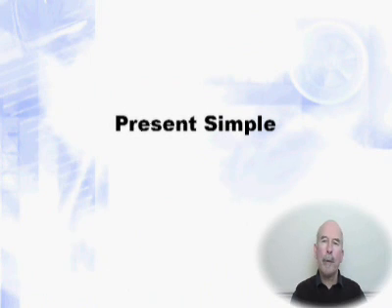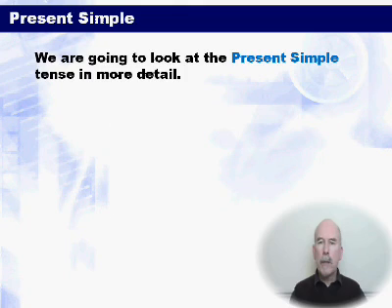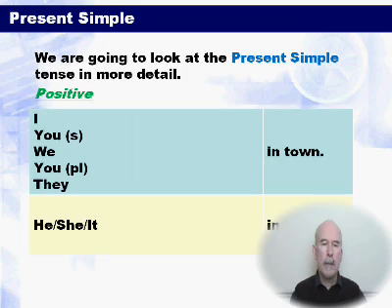We're going to start with the present simple tense. So we're going to look at the present simple tense in more detail than we have looked before. So let's have a look at the positive forms of the present simple tense. And here we have I, you singular, we plural, you plural, they plural, something in town, and then he, she or it, third person singular, in town.